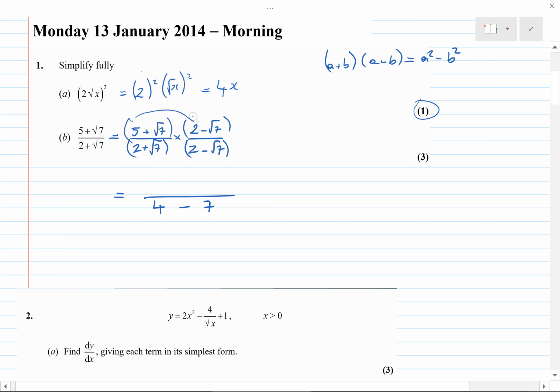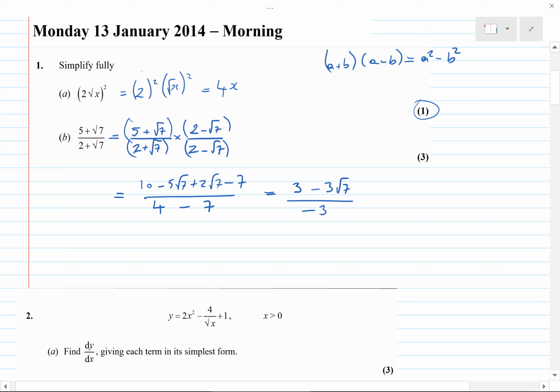We can do the 5 times the 2, which is 10. The 5 times the minus the square root of 7, which is minus 5 the square root of 7. The 2 times the 5 the square root of 7. And the square root of 7 times by the square root of 7, or minus the square root of 7, which is minus 7. Collecting the like terms on the top, we've got 10 minus 7, which is 3. And we've got minus 5 the square root of 7 plus 2 the square root of 7, which is minus 3 the square root of 7. And that is all over minus 3.